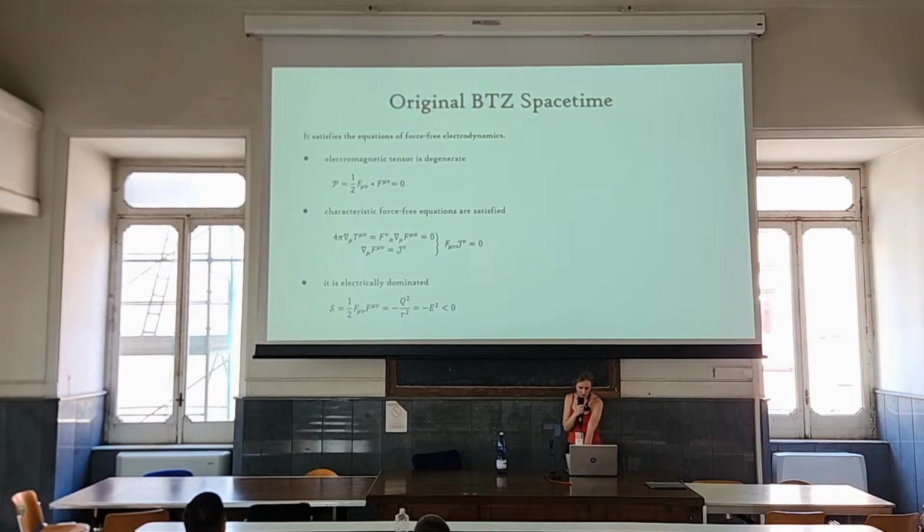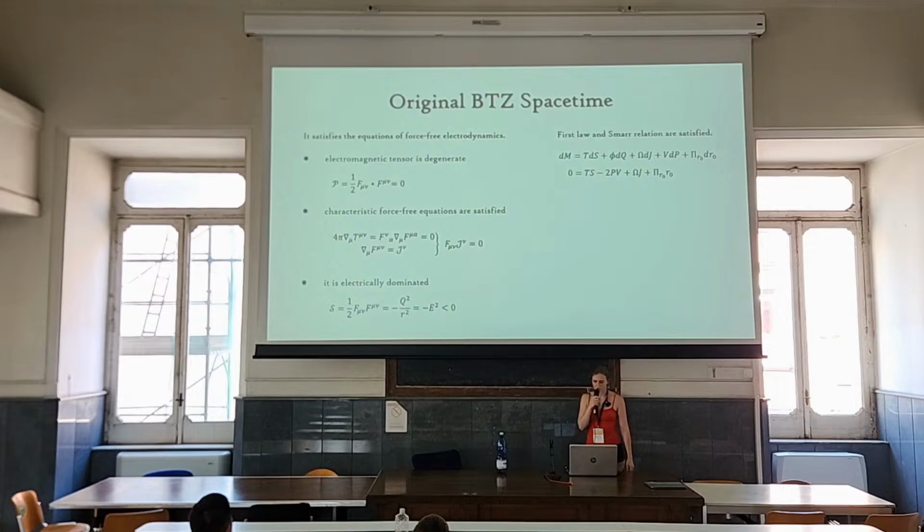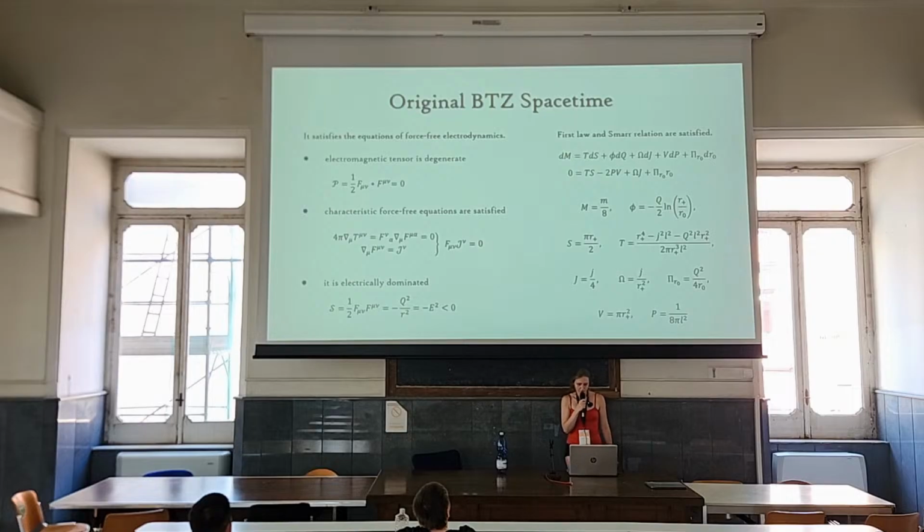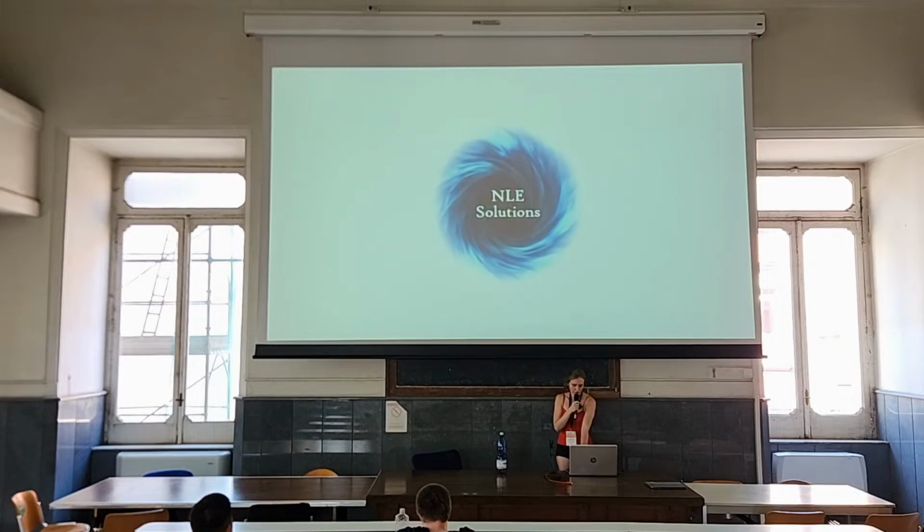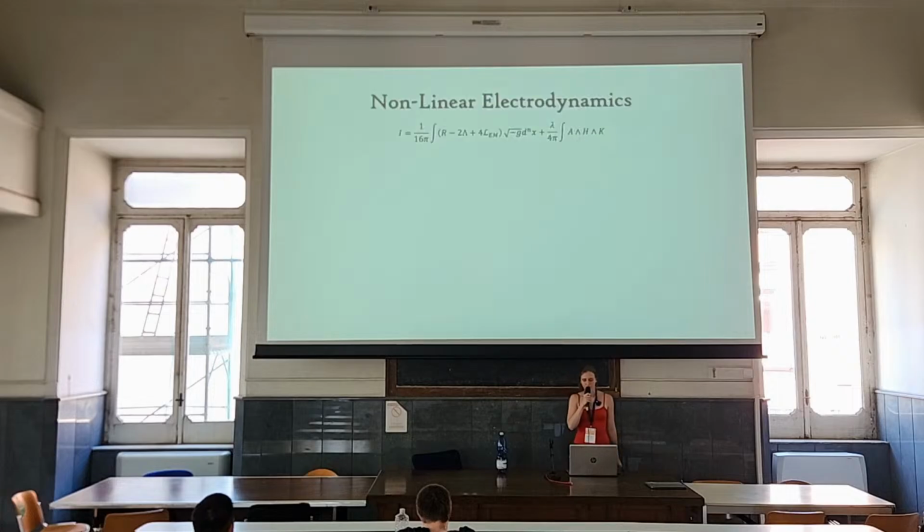And you can also do thermodynamics consistently, because your first law of thermodynamics and Smarr relations are satisfied. And as you can see, there are no charges or quantities which would be related to those new fields in the topological term. And here you can see the thermodynamics. So this was the original BTZ spacetime. And now we can try to find some new solutions to this theory, let's say in 3 dimensions.